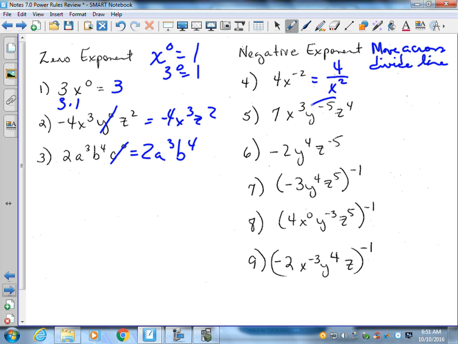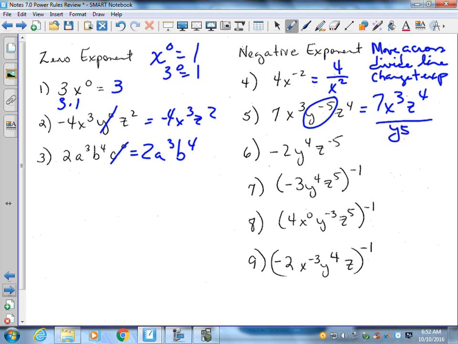So in our next one, this is the only one that's negative. So everyone else is going to stay on top, and you're going to move your negative power down and make it a positive power. That's the whole point. Moving across the divide line, changing to a positive exponent is the whole point to this process.